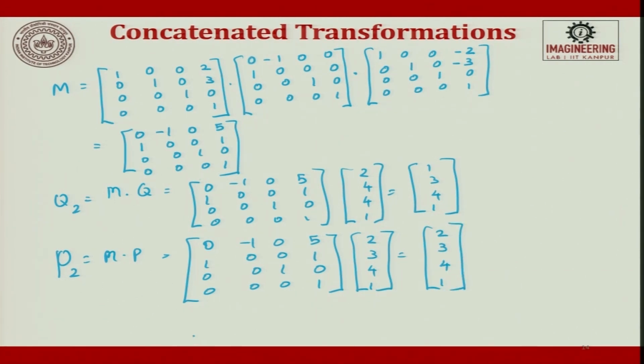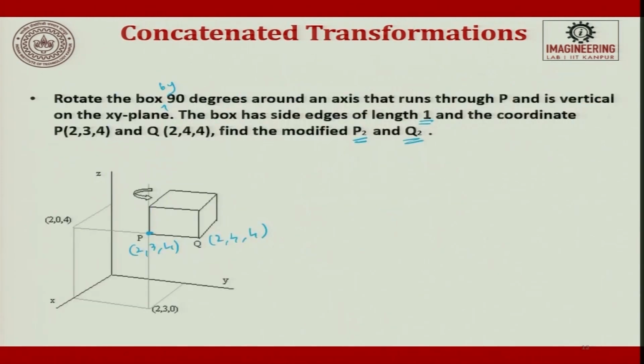So, now after the operation Q becomes Q2, which is nothing but 1 3 4, P becomes P2 as 2 3 and 4. So, this is how you will try to solve the problem if you have a simple problem like this, a 3-dimensional object rotated. You can also have in your examination 2-dimensional rotation also.